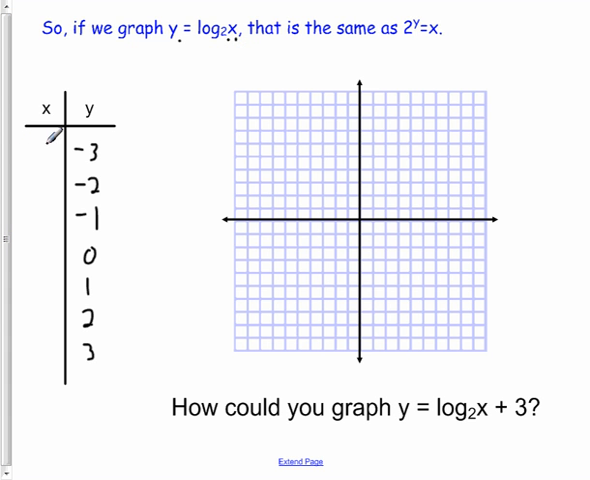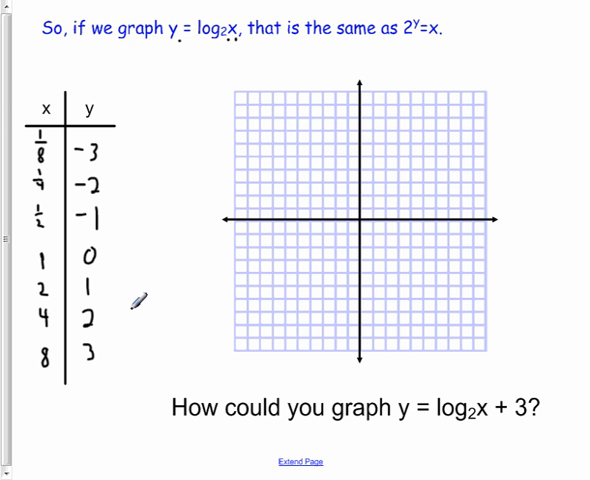So this is 2 to the -3, that's 1/8. 2 to the -2 is 1/4. This would be 1/2. 1. So we're kind of doing everything in reverse order. This would be 2, 4, and 8.